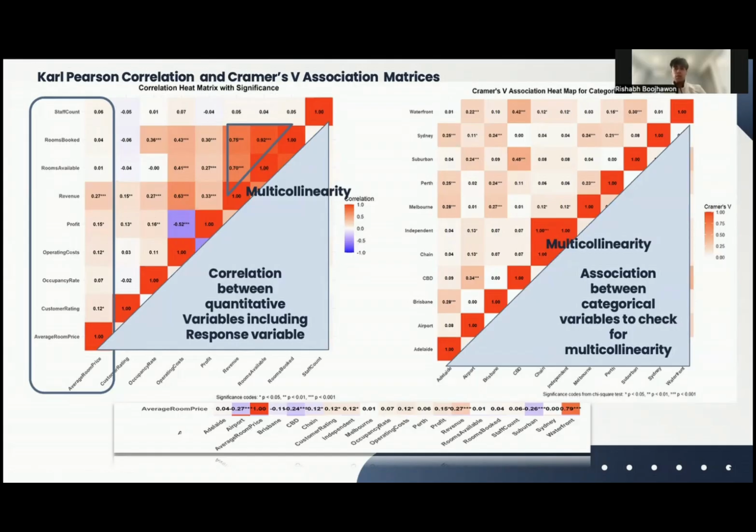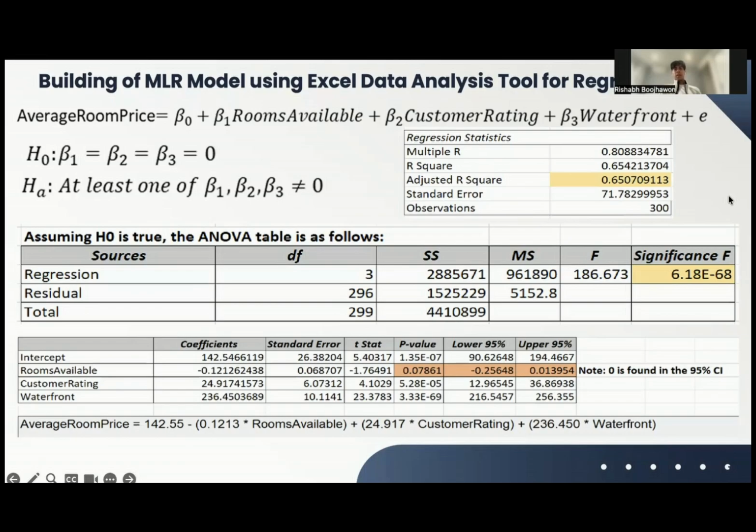if they're all used as predictors while developing our multiple linear regression models. All right, now we have used Excel's data analysis toolpack to build our MLR models. As an example here, we have developed a statistically significant model using predictors such as rooms available, customer rating, and waterfront as supported by our ANOVA table. From the beta coefficient summary, we note that customer rating and waterfront are statistically significant predictors, unlike rooms available at the 5% significance level. However, the latter could be considered statistically significant if we could afford a 10% significance level.